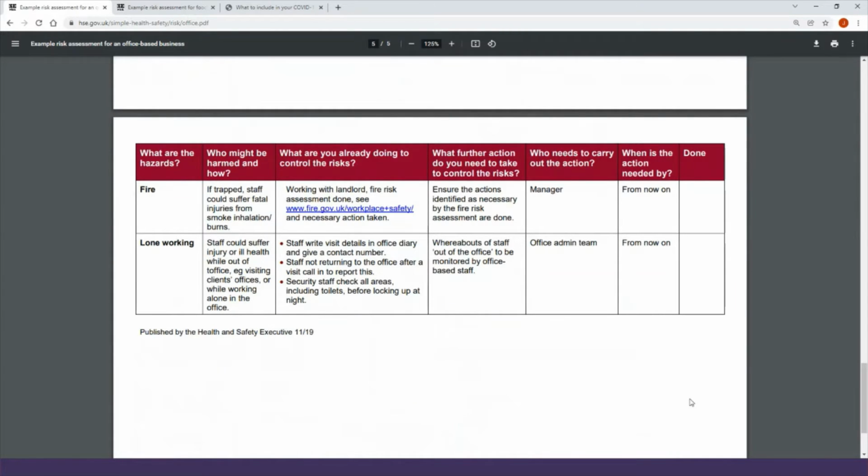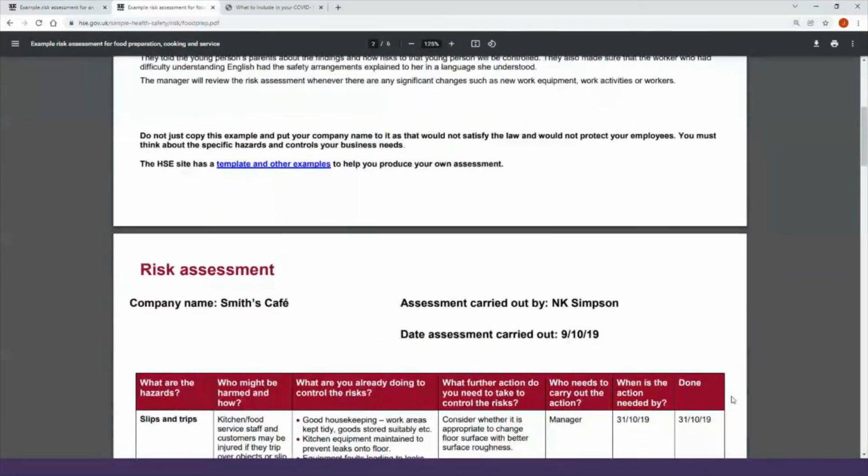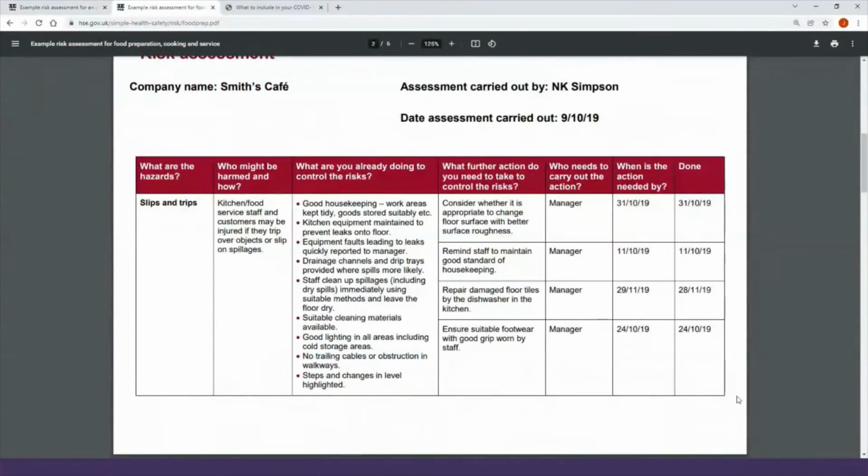Now moving on to the next example, which will be for food and food service preparation. As you can see here, again, you have the top boxes identifying what the hazards are, who might be at risk, so your staff and members of the public, contractors that may visit, or any volunteers, what you are already doing to control the risks and what further action needs to be taken to control those risks and who that is carried out by and what the dates.